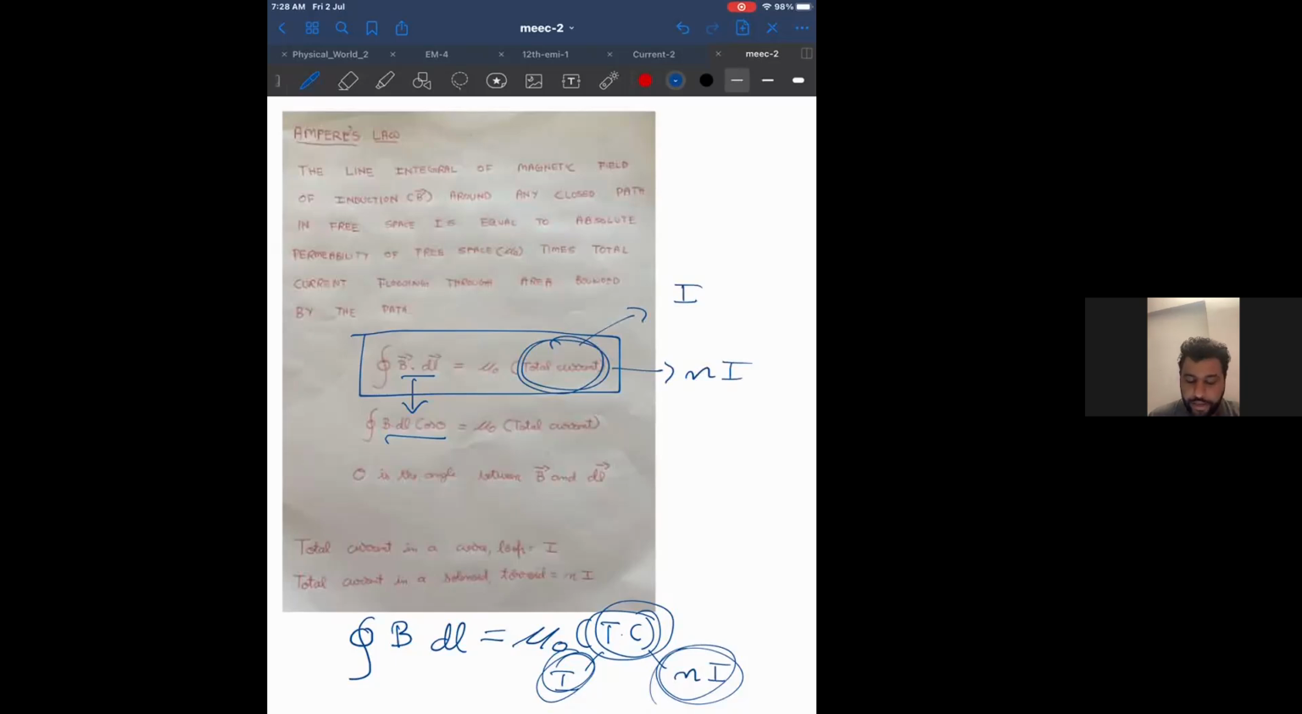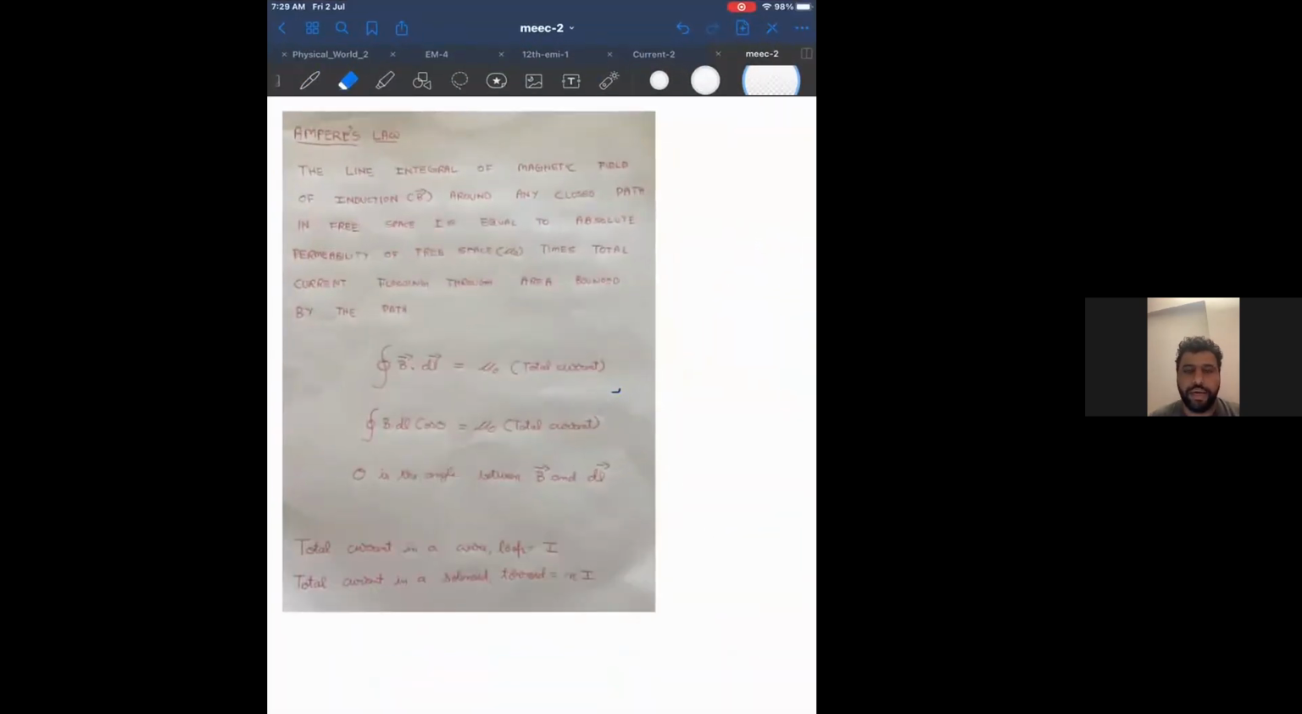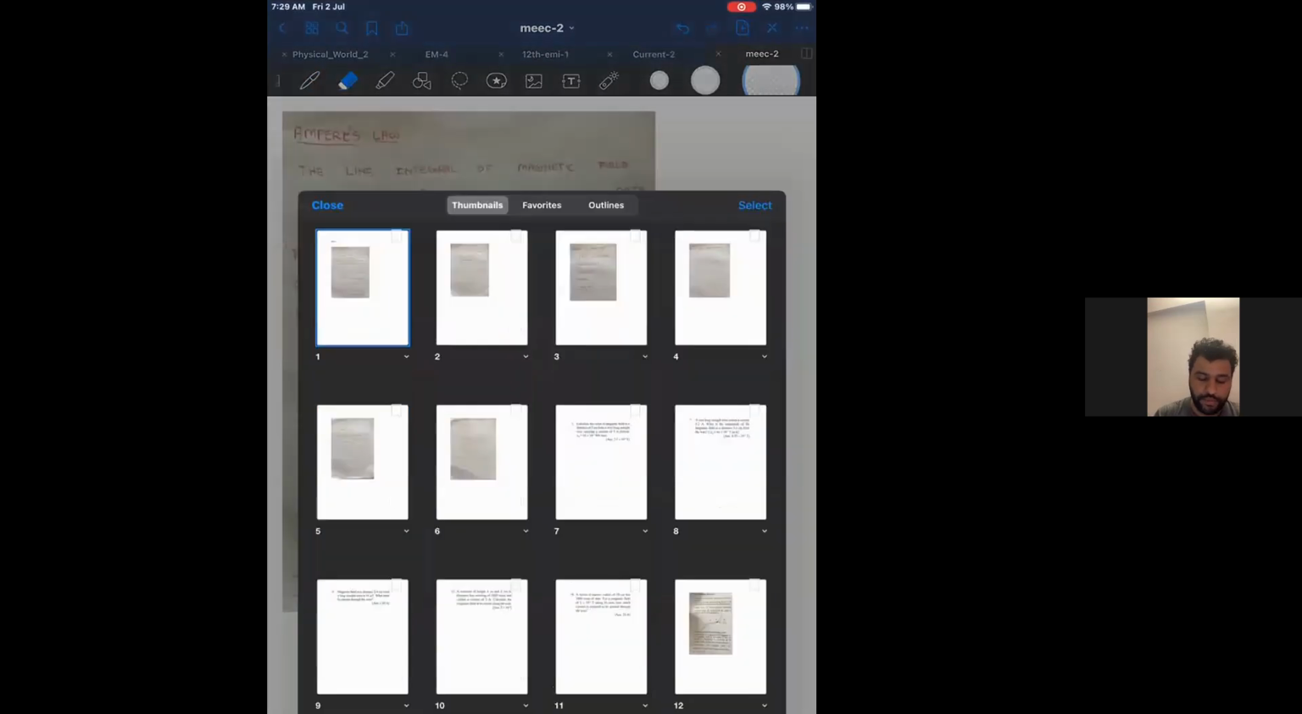Okay. When you know what is N, number of turns, so any device which has number of turns, like a solenoid, like a toroid, then the formula becomes Ni. Now let us take a blank page and let us do it once more so that you understand it better.